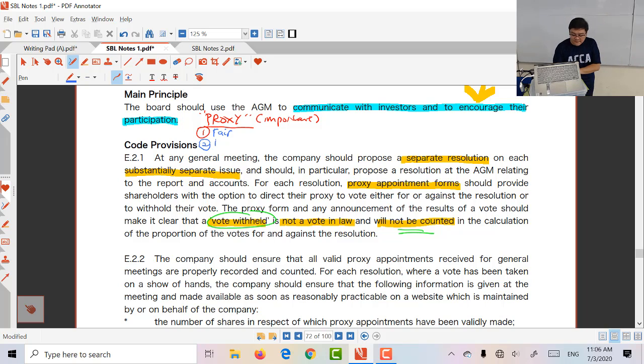For example, the major shareholder can use proxy. Then they will not attend the AGM. And when they don't attend the AGM, they can avoid the possible confrontation with the rest of the shareholders.